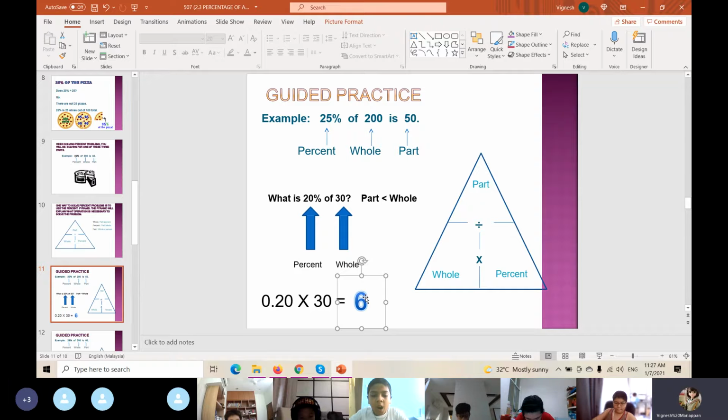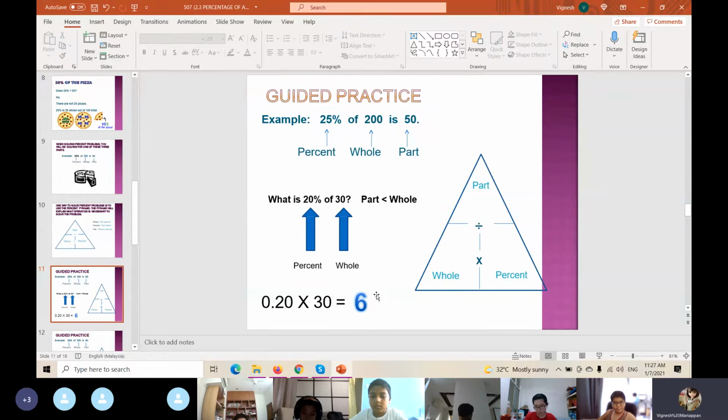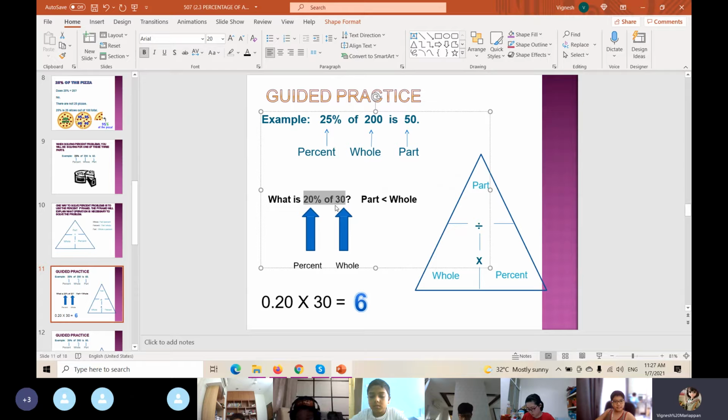Class? Yes. Why is it possible, if the answer is 600? Teacher said, let's say this 20% I have multiplied with 30. If you directly multiply, the answer you get is 600, right? Teacher said you have to check whether 600 is your part. But it's wrong actually. Why? Because part must be smaller than the whole one. So that's why teacher said you cannot multiply directly these both numbers.